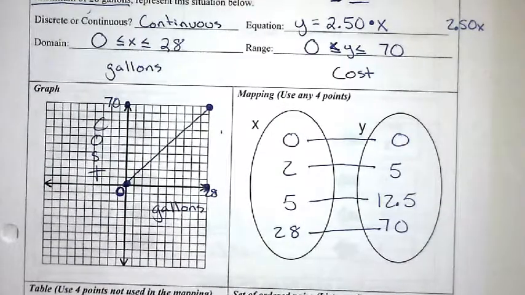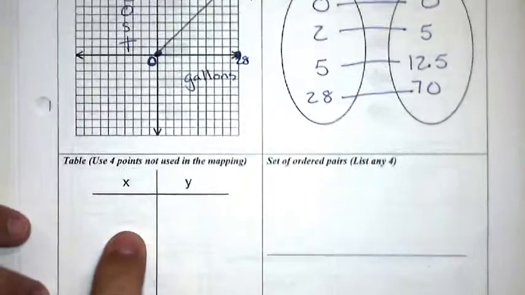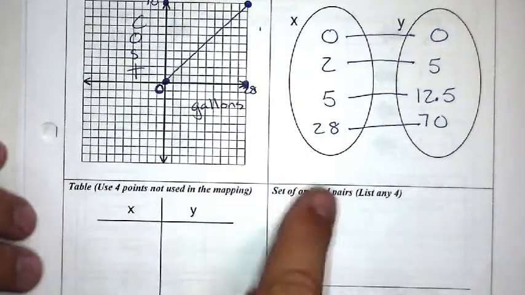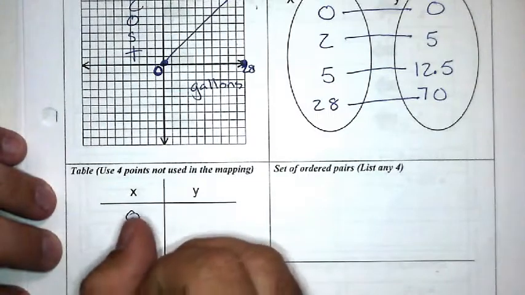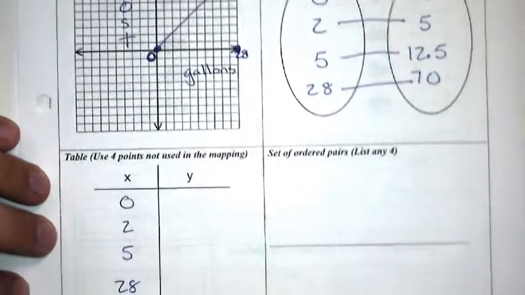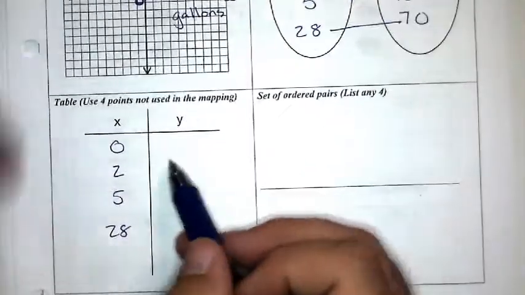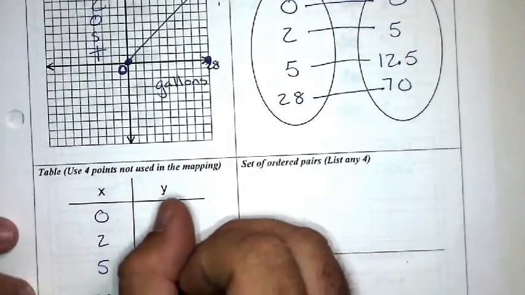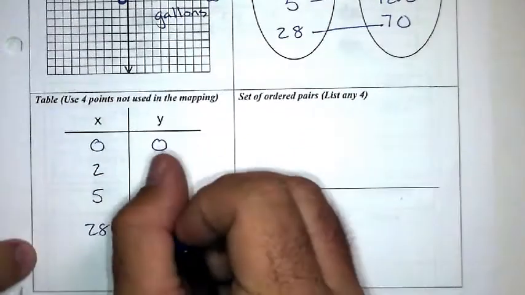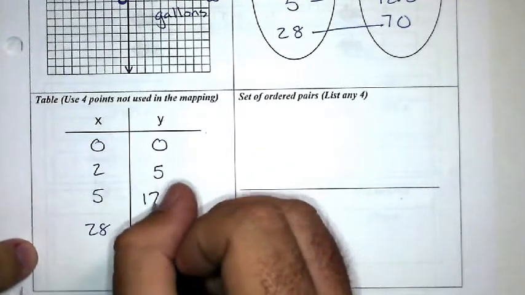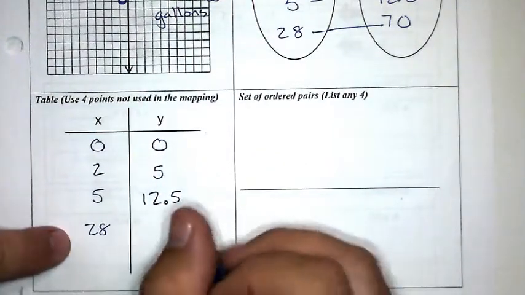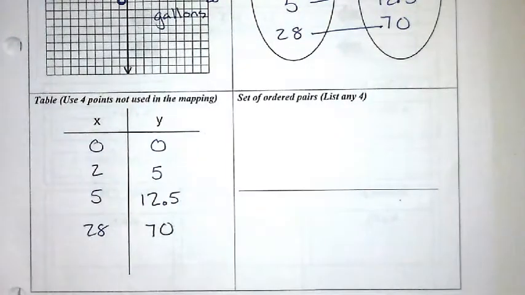You know what's easier than going from a map from the calculator is going from a map to a table. Okay? Because what if you didn't have the calculator but you had a map? It's very simple. Okay, x's will always be in numerical order. And then the corresponding y value will go next to the x value. So when x was 0, what was y? When x was 2, y was? When x was 5, y was 12.50. When x was 28, y was 70. So easy. Right, Tim? Yeah.